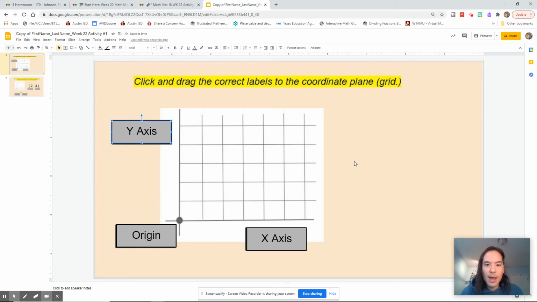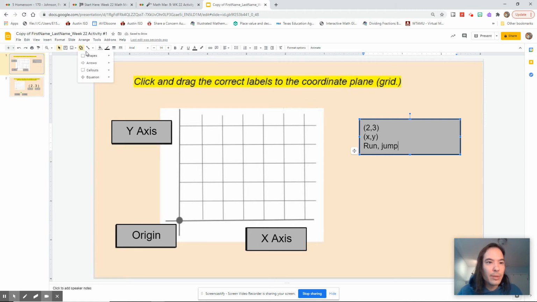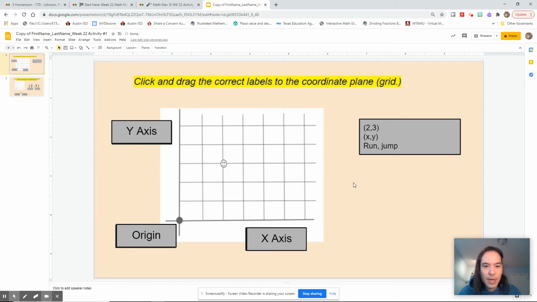So let's say that we had a point, let's say 2, 3. I'm making something up right now. You don't have to do this, obviously, on this slide. But let's say that I want to make point 2, comma 3. Remember, that is x first, y second. So that means that I have to run 2 spaces and then jump 3 spaces. So if I was going to make a point, let's make a little happy face. I'm going to run 1, 2 spaces. I'm going to jump 1, 2, 3 spaces. And there I go. There is my point 2, comma 3.